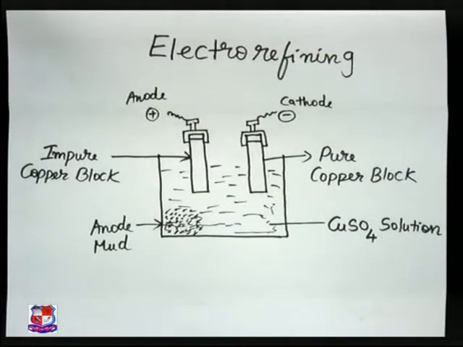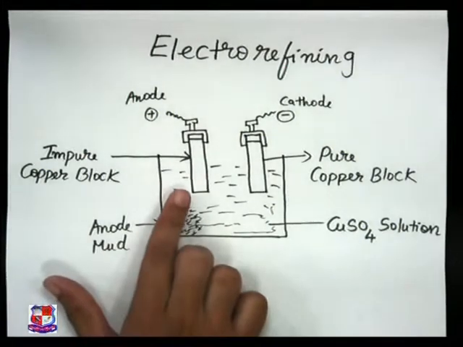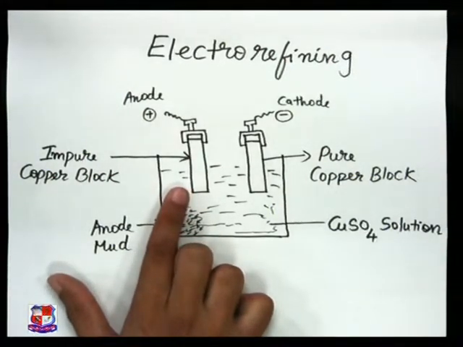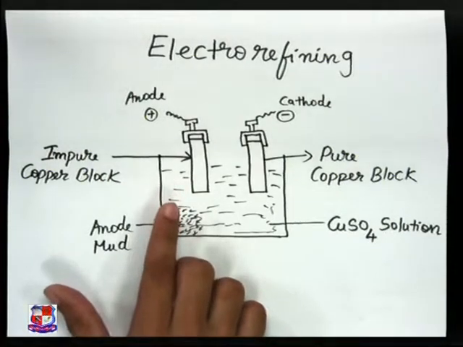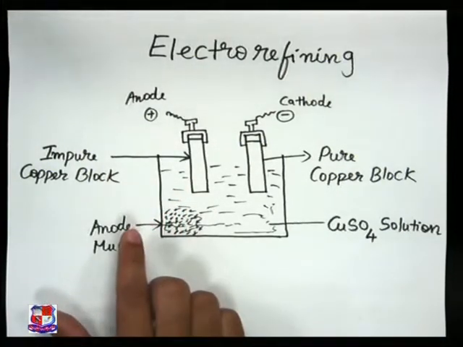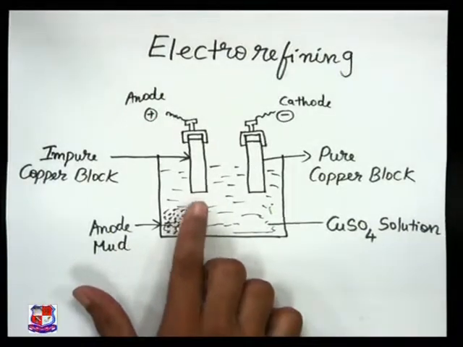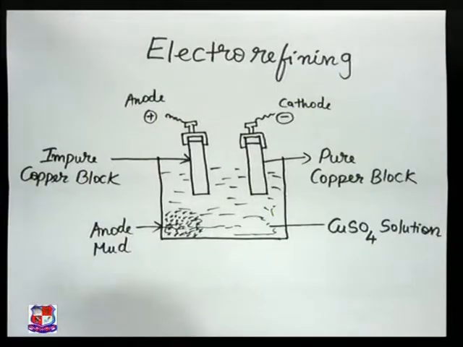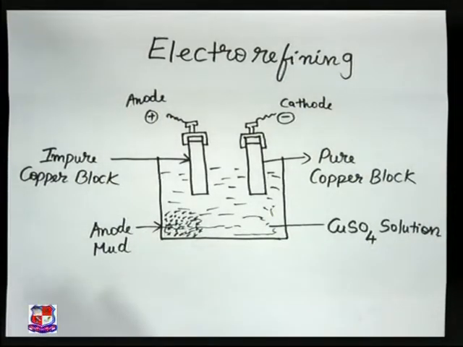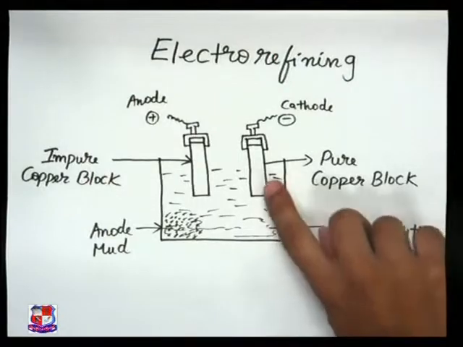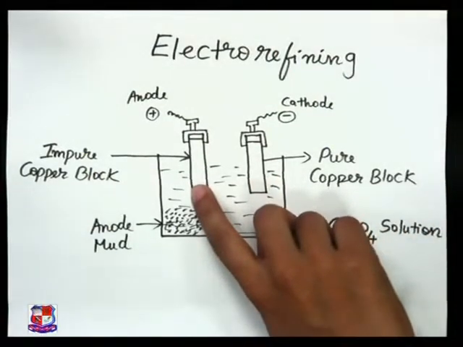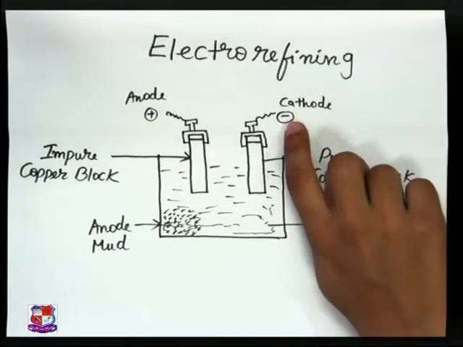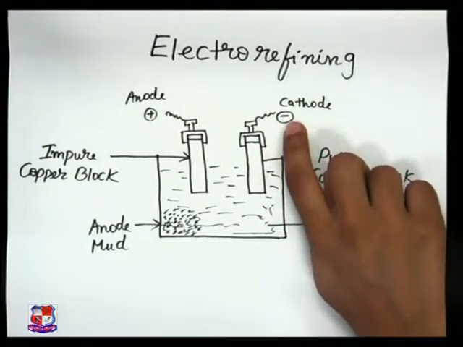We can see here very clearly that we are taking our impure metal that was obtained, and we are putting that impure metal block as an anode here. So anode is basically your positively charged electrode and cathode is your negatively charged electrode. So that particular metal which has to be purified is acting as an anode. Now we are taking the similar pure form of that particular metal here as a cathode. If you see here, the copper block here is impure, and here we are having a pure copper block. This is basically acting as your cathode.